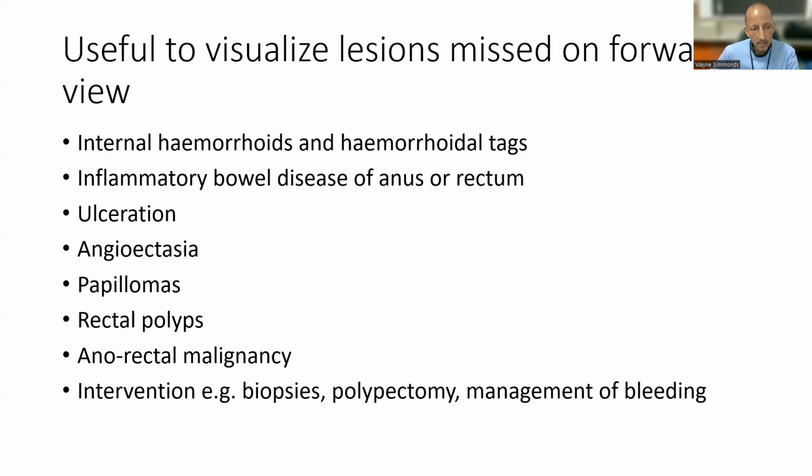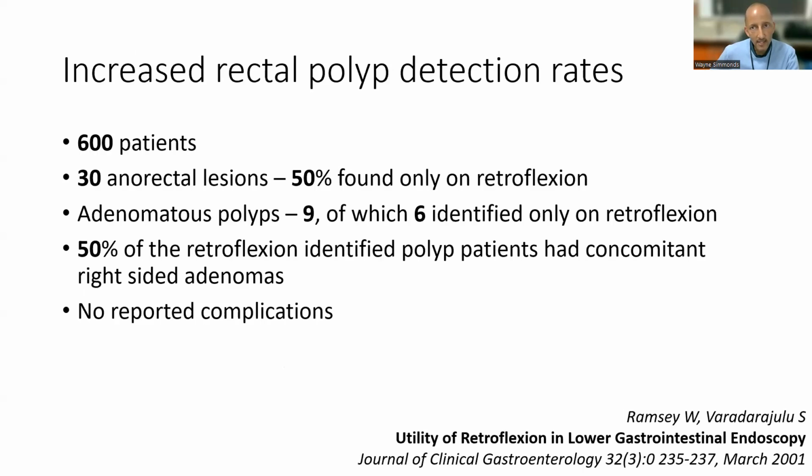But in looking at the literature, in terms of visualizing lesions, the question is, does it really increase your polyp detection rate versus front viewing alone? I looked at this study from Ramsey and his colleagues in 2001, on the utility of retroflexion in colonoscopy, and they had 600 patients. 30 anorectal lesions were found, with 50% found only on retroflexion. So they classified lesions into those found both on front viewing and retroflexion, and lesions that were found only on retroflexion.